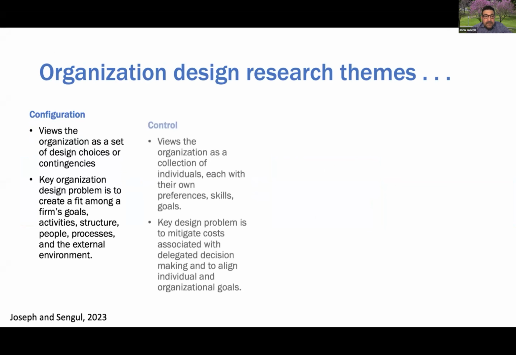The 4 categories, the way that Matt and I are thinking about this, is first of all, you have a set of org design studies that are configurational. This views the organization as a set of design choices or contingencies. The key design problem here, in support of better performance, is to create a fit among the firm's goals, activities, structures, people, etc., really creating internal and external fit.